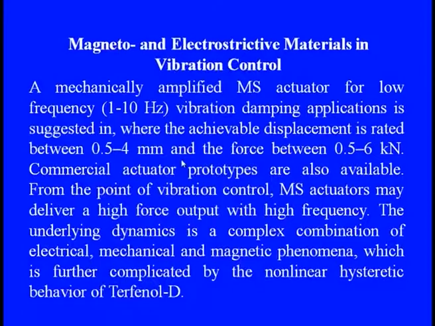Now talking about vibration control, a mechanically amplified magnetostrictive MS actuator for low frequency, just 1 to 10 hertz, is featured for vibration damping applications, where we can achieve a displacement of almost 0.5 to 4 millimeter, and even apply a force of 6 kilonewtons. So lots of these MS actuators are available which can deliver high force output with high frequencies also.